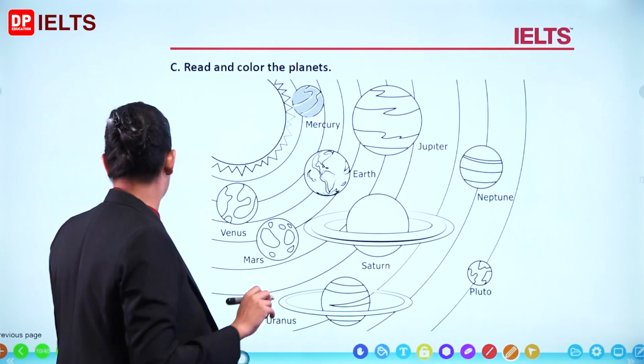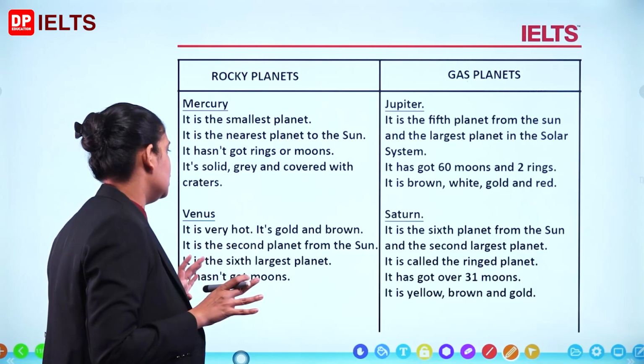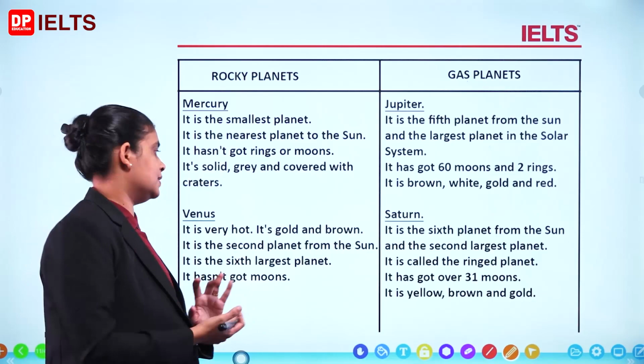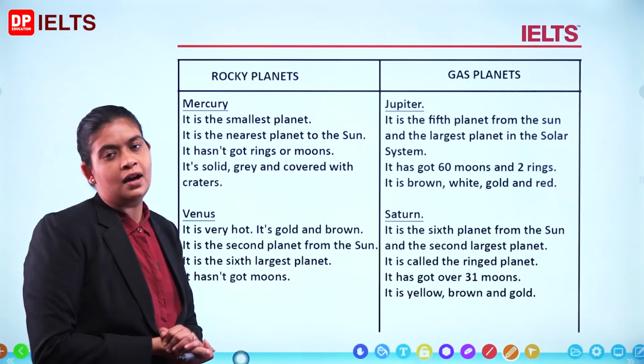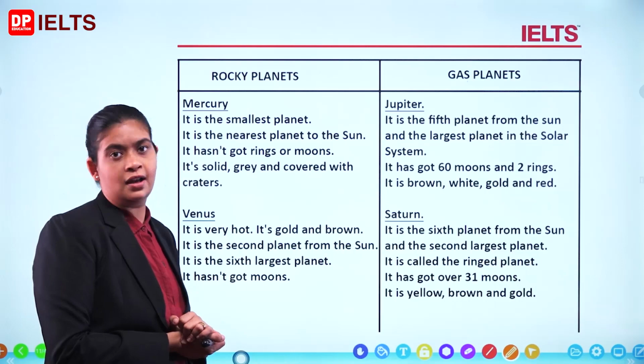Right. Venus is very hot. It's gold and brown. It is the second planet from the sun. It is the sixth largest planet. It hasn't got moons. Right? So let's color it in golden and brown.